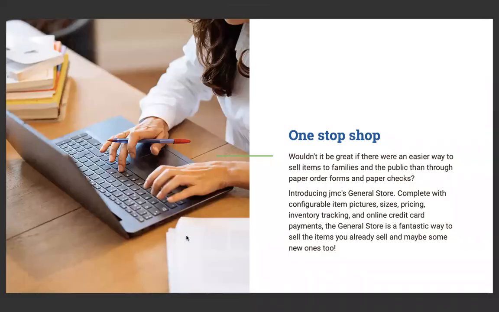Here we go. Our one-stop shop. Wouldn't it be great if there was an easier way to sell items to families and the public through the paper than through paper order forms and paper checks? Introducing JMC's General Store, complete with configurable item prices, sizes, pricing, inventory tracking, and online credit card payments. The General Store is a fantastic way to sell the items you already sell and maybe some new ones too.